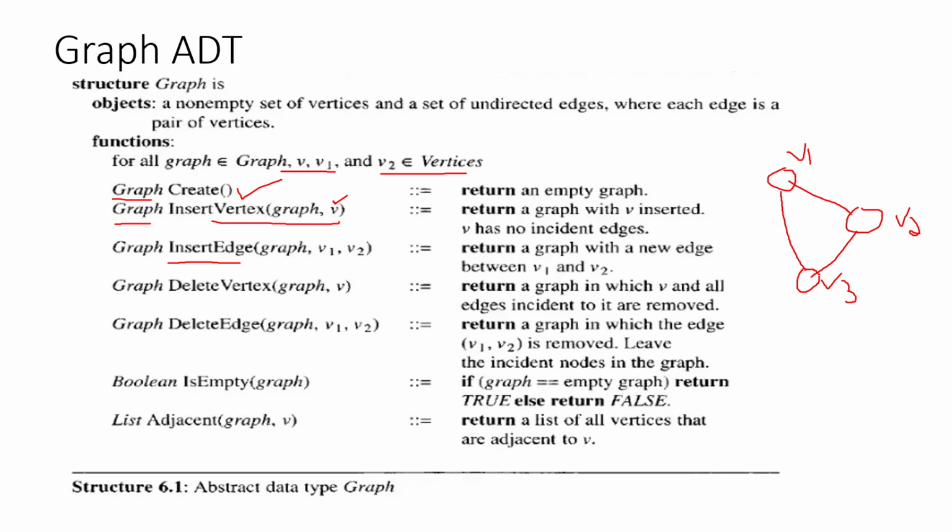I can add one more vertex, suppose this is V4. I can add the vertices, I can add edges also. So these two help me to insert vertex and edge. Suppose you don't want a vertex, you can remove it with delete vertex. In the same way, you can delete an edge also. This routine is to check whether the graph is empty or not. Then we have one more terminology called adjacency list or adjacency matrix. We can create that with the help of adjacent.